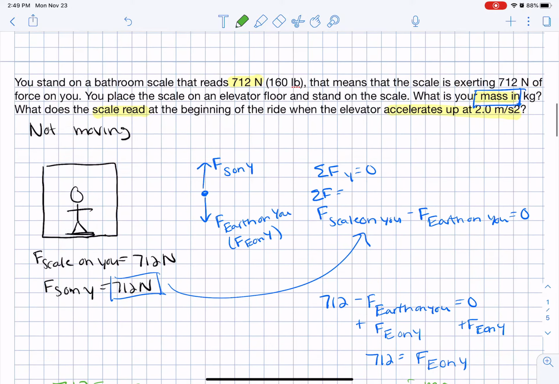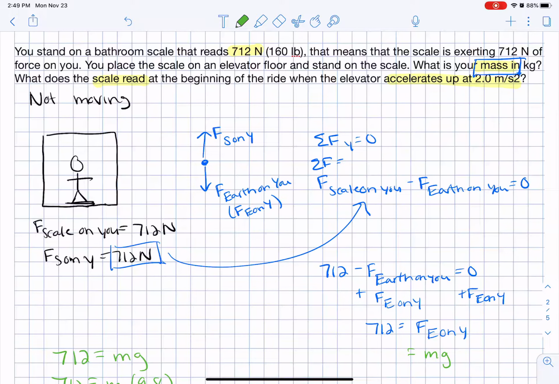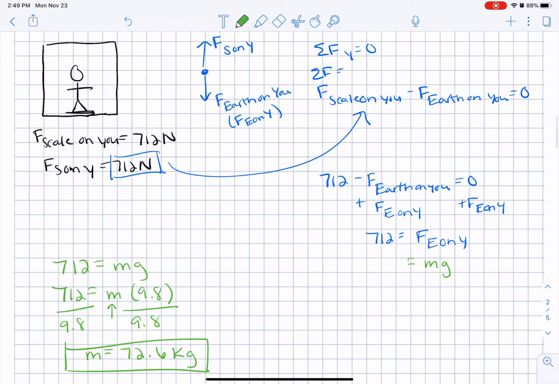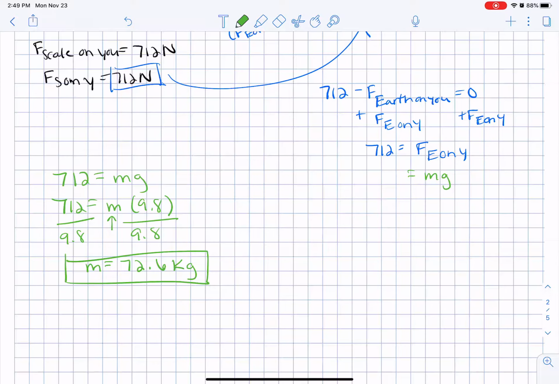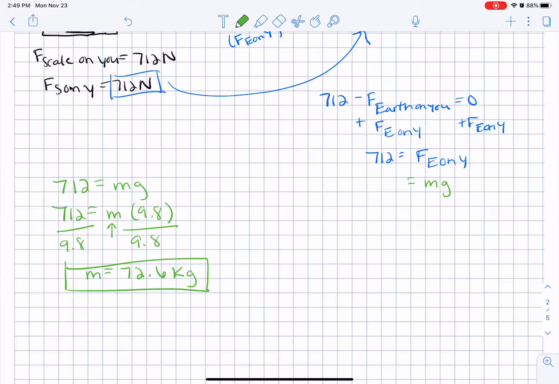So how I did this was I sketched my situation and I wrote down the number I was given. 712 newtons is the force the scale exerts on me. I drew my force diagram and I realized that since the sum of the forces was 0, the force the scale exerts on me and the force the earth exerts on me have to be equal to each other. So the force the earth exerts on me is going to be 712. So then I can plug in 712 equals mg because we know the force the earth exerts is always mg. I plugged in for g and I solved for my mass. So this is my mass, 72.6 kilograms.